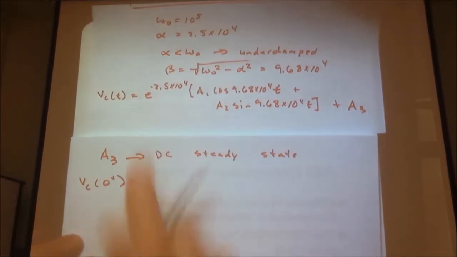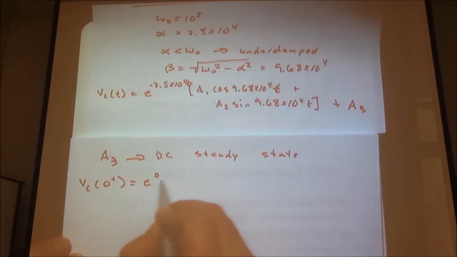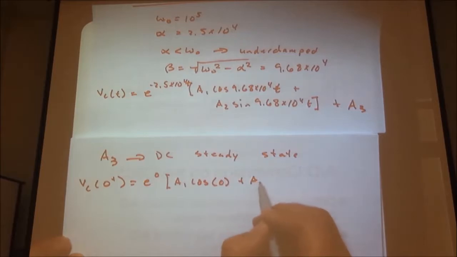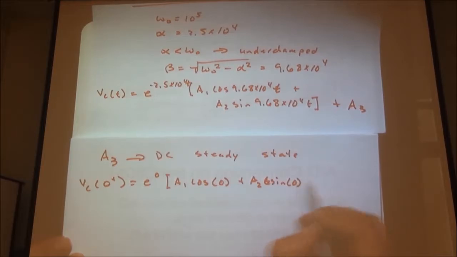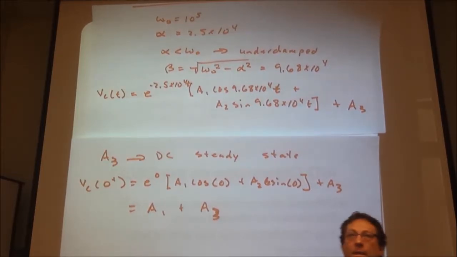We can then look at our initial conditions, vC at 0 plus. What are we left with? Well, we plug in, oh, there's a t up there, of course. e to the 0, A1 cosine 0, plus A2 sine 0, plus A3, and if we do this correctly, that's A1 plus A3, because sine 0 is, of course, 0, and cosine 0 is 1. So there's our second expression.